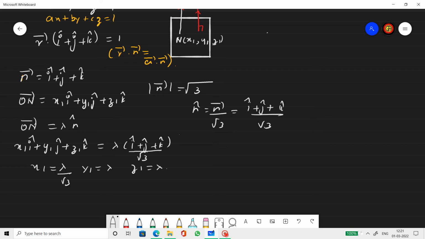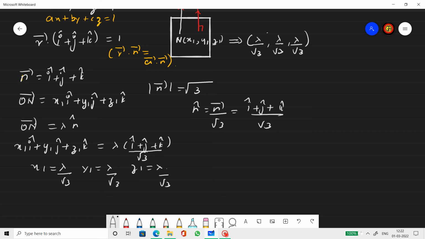Got it? So now we found the foot of the perpendicular in terms of lambda: lambda by root 3, lambda by root 3, and lambda by root 3. Let me repeat what I did one more time.